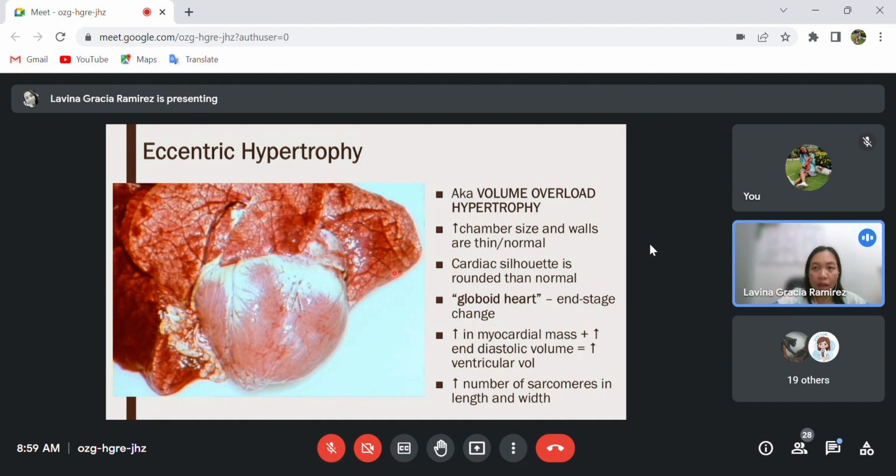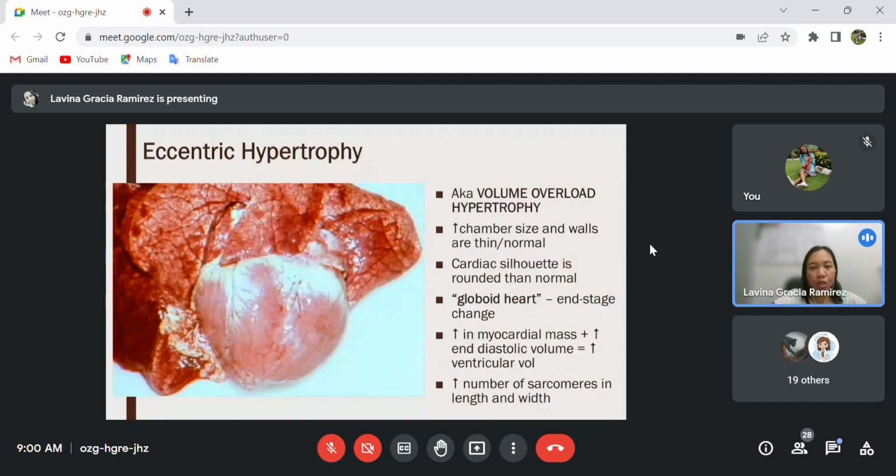In one, you cannot see the enlargement because the enlargement goes inward. So its appearance is still the same, but when you weigh it, it is heavy. And when you open it, you see there is an increase in ventricular mass. And in this one, you can really see enlargement of the heart, there is cardiomegaly. So upon opening it, you can distinguish it from the other type of hypertrophy. So this is what it looks like.